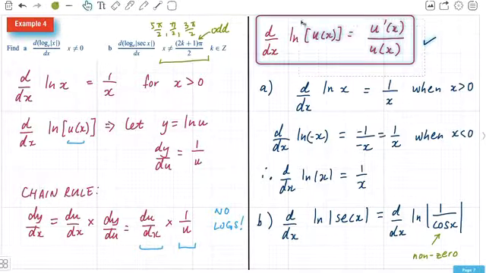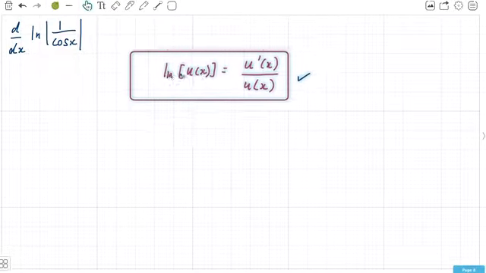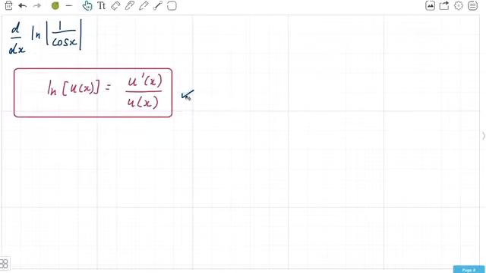I just love this. It's so beautiful, the fact that you can differentiate a log and your answer doesn't have logs in there anymore. So the function that's inside here, we have u equals 1 on cos x. That's the function inside the log. What's the derivative of that function? We want du dx, because that's the u dash on the top. We need to know what that is.